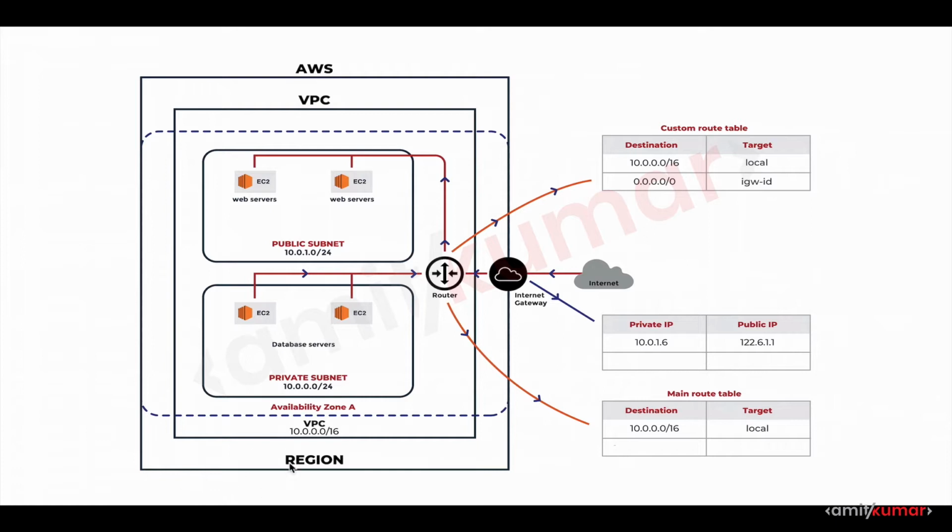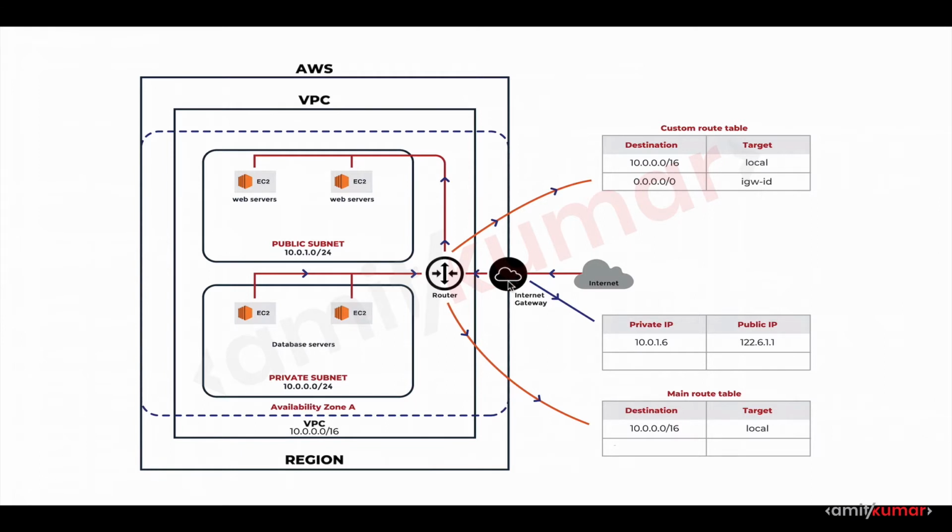That is one custom VPC with this CIDR, two subnets with the CIDR that we see here, and one default route table will be created, and we'll create an additional custom route table which will have an entry to internet gateway. Hence, we need an internet gateway.